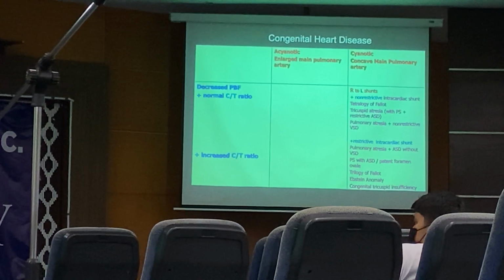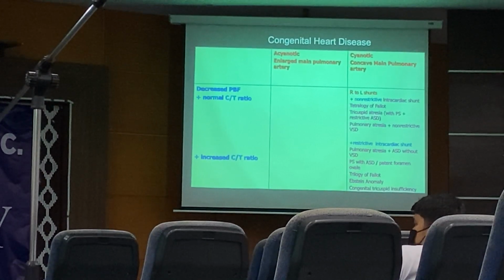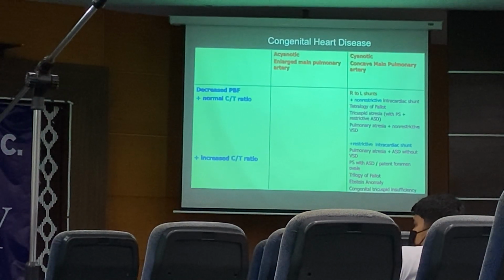And for cyanotic type, you decrease pulmonary blood flow, or you don't see pulmonary congestion. So you have also the right to left shunt. So the most common is the tetralogy of Fallot. So with increased heart, you have these conditions.